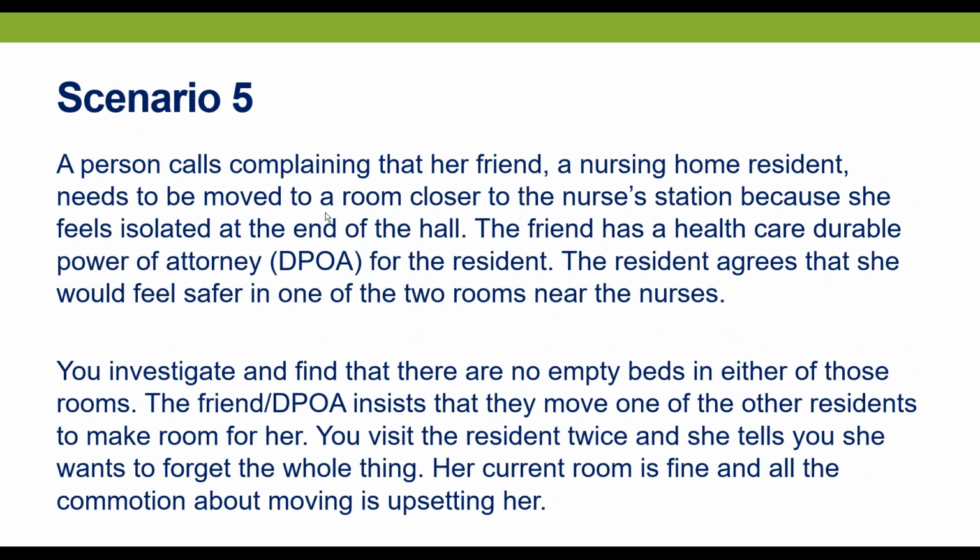A person calls complaining that her friend, a nursing home resident, needs to be moved to a room closer to the nurse's station because she feels isolated at the end of the hall. The friend has a healthcare durable power of attorney for the resident. The resident agrees that she would feel safer in one of the 2 rooms near the nurses. You investigate and find that there are no empty beds in either of those rooms. The friend, who's also the durable power of attorney, insists that they move one of the other residents to make room for her friend. You visit the resident twice, and she tells you she wants to forget the whole thing. Her current room is fine, and all the commotion about moving is upsetting to her.